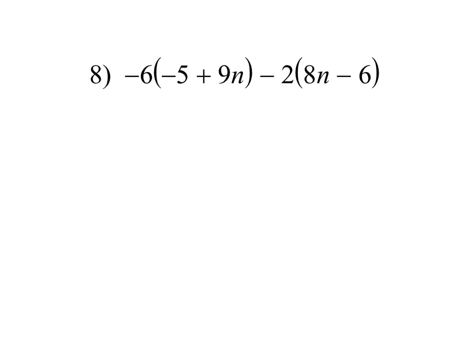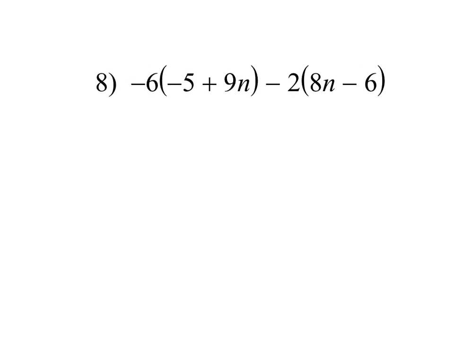What do we need to do first for number 8? You have to distribute -6 into the parentheses and -2 into the parentheses. Perfect. So -6 times -5 would be positive 30. -6 times 9n would be negative 54n. -2 times 8n would be negative 16n. And -2 times -6 would be positive 12.